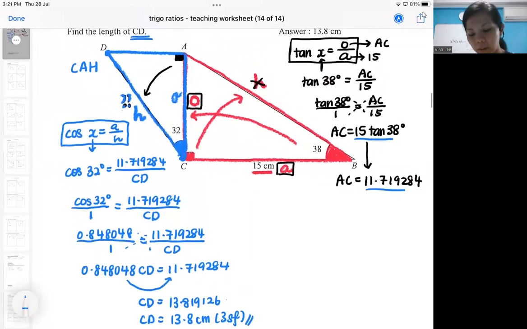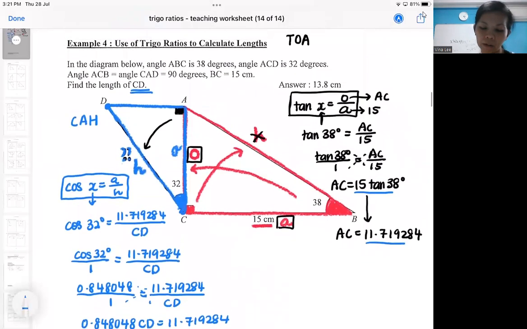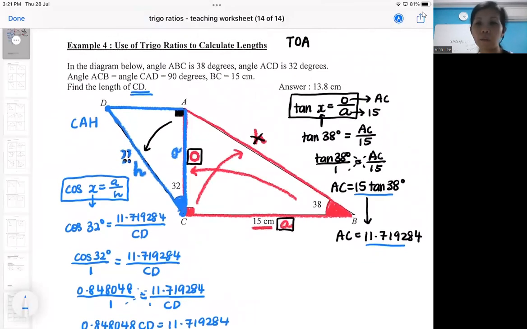So it will look a lot more tedious than Pythagoras theorem to find length. But you cannot always be doing Pythagoras theorem, because sometimes you don't have sufficient length. You might have angles instead of length. So when you've got angles, then you've got to relate it to the trigo ratio.